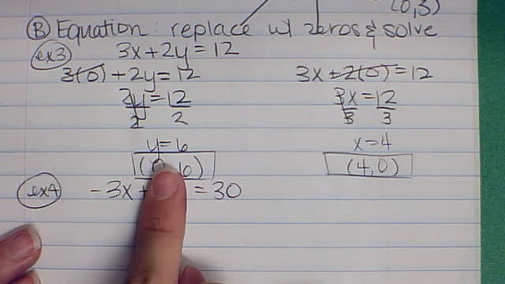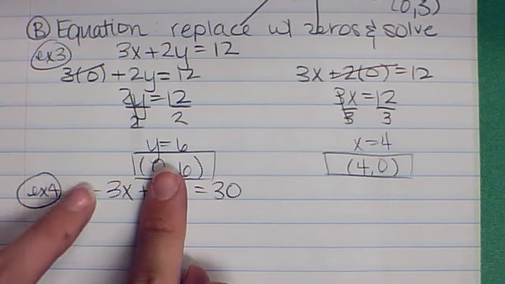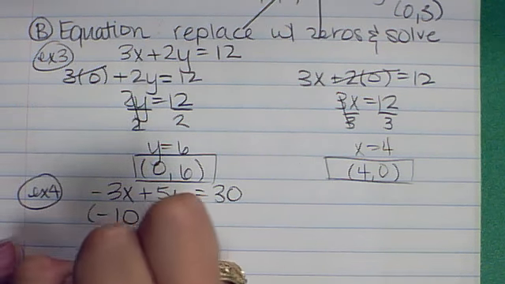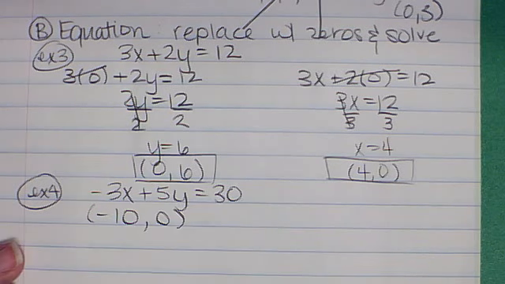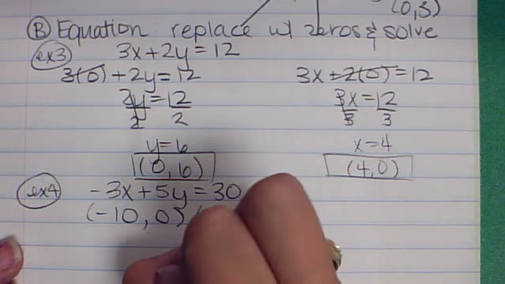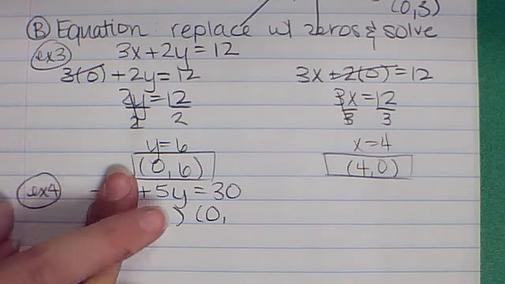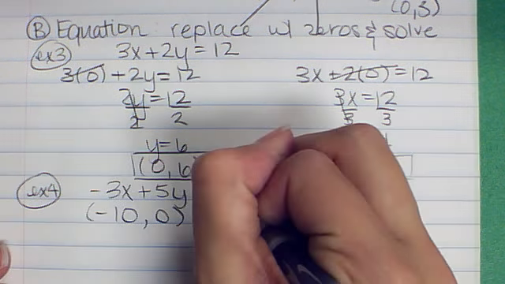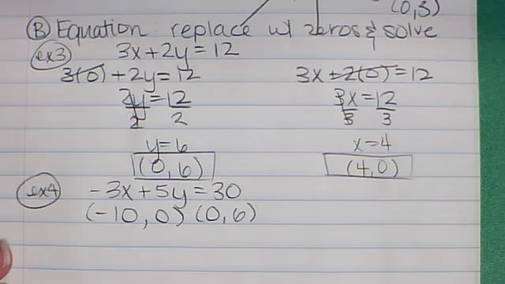So if I'm covering up the y, I'm plugging in 0 for y. I know that negative 3x equals 30. To get x by itself, I divide both sides by negative 3. 30 divided by negative 3 is negative 10. So my x-intercept is negative 10. The y piece is 0 on that one. Now go the other way. If I cover up the x, so this point's going to be 0 something, I have 5y equals 30. To get y by itself, I divide both sides by 5, and 30 divided by 5 is 6. So the y-intercept is 0, 6.